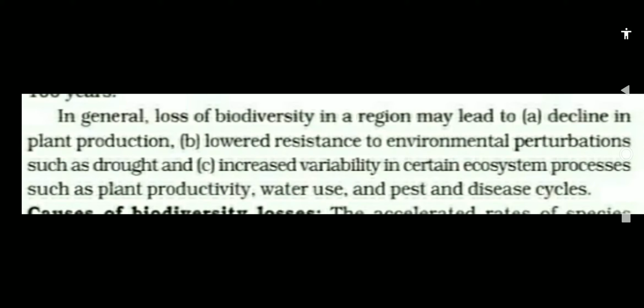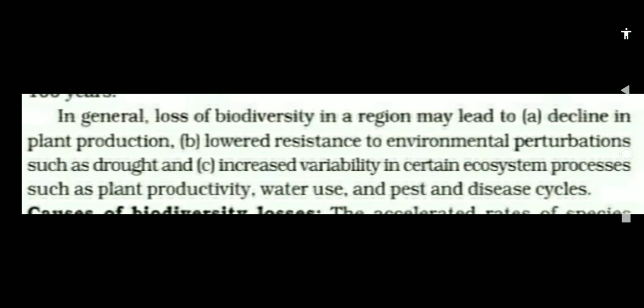Third important thing is, due to the loss of biodiversity, there is increased variability in certain ecosystem processes, such as plant productivity, water use, waste, and disease cycle. Due to the loss of biodiversity, many variations come into the ecosystem. So these are some of the reasons why loss of biodiversity may lead to such effects.